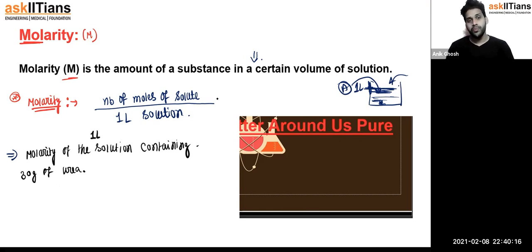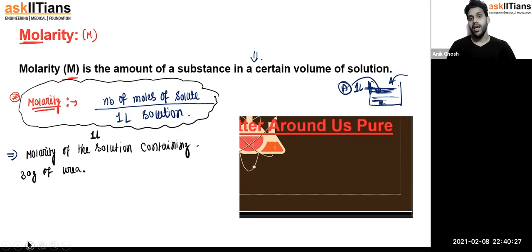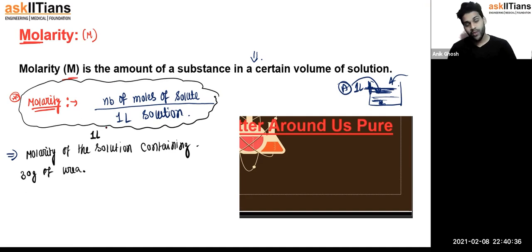As I told you before, when you get this type of question, the first thing you are going to do is write this equation first. After writing this equation, what you have to do is just try to figure out one by one. First the numerator, number of moles of solute. In whatever unit the solute is given to you, you have to convert it into the number of moles. Fine. The molarity of a solution containing 30 grams of urea. Now the work is you need to convert 30 grams of urea into its moles.